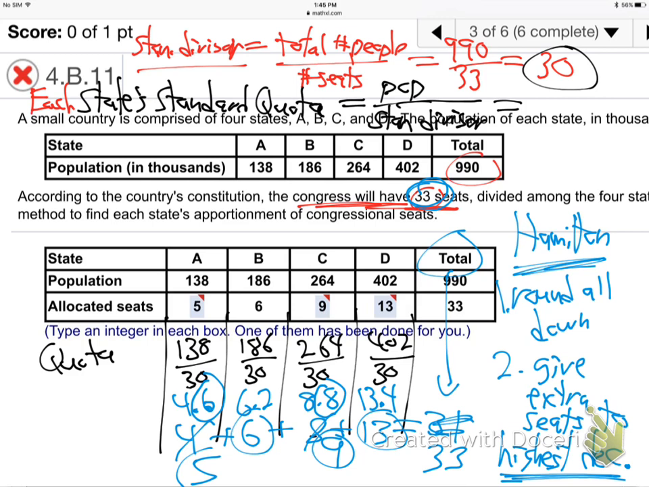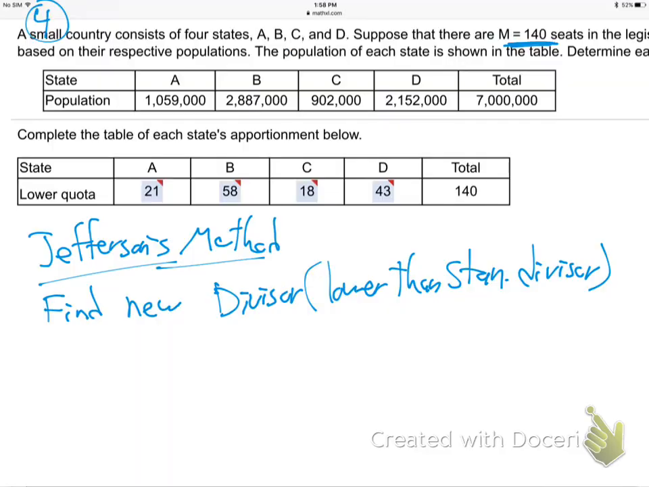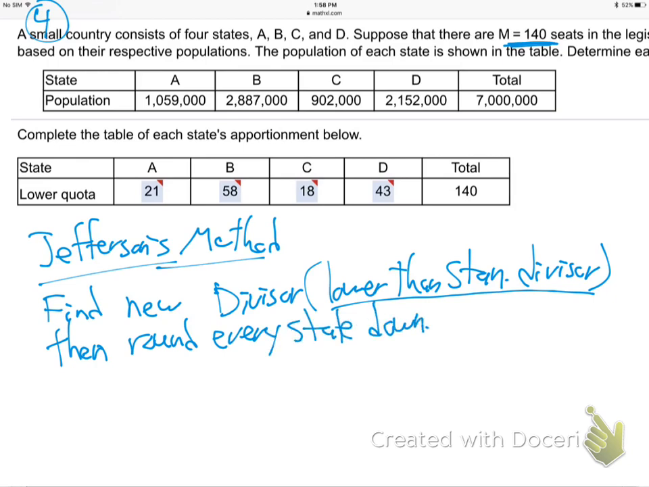So Jefferson thought we need a new method where we can just round everybody up or everybody down. Which one is his? Down. So Jefferson thought we need a way, we'll round everybody down. So find a new divisor that's lower than the standard divisor, then round every state down. And remember, when he says down, he means down. Even if you have 7.999, you're going down to 7. Down means down. Decimals will be rounded down. But he wants them all to go the same direction. So it's more fair, so he thought. We will see. So round them all down.